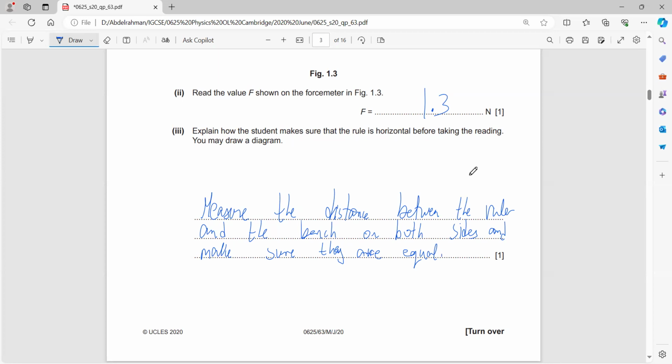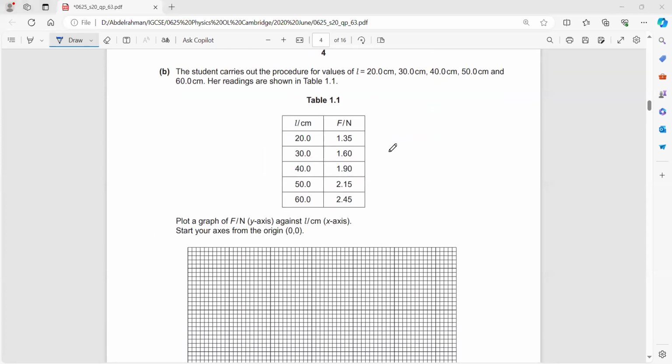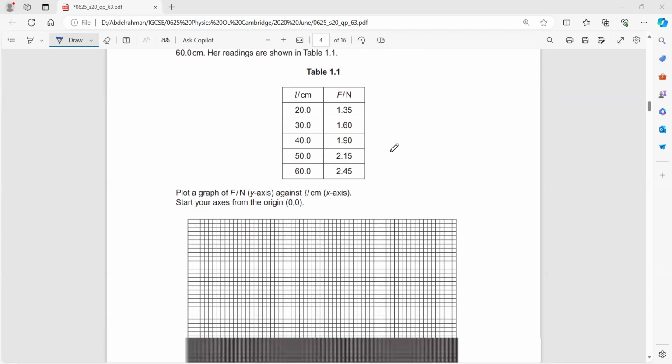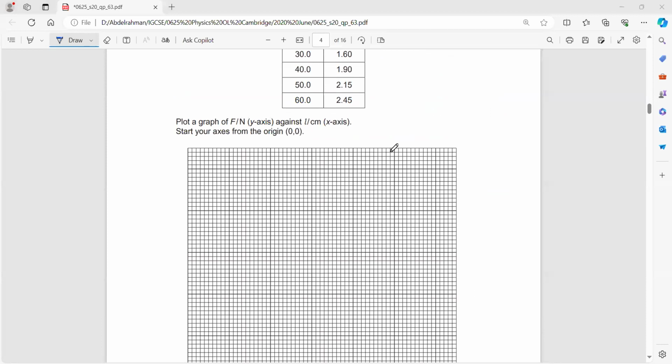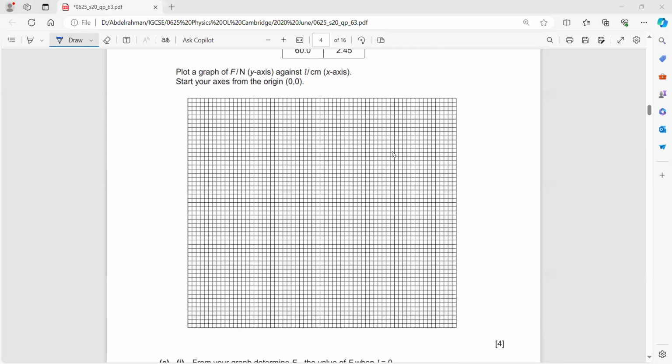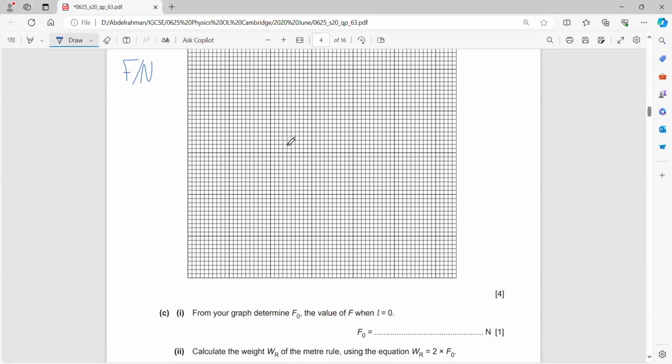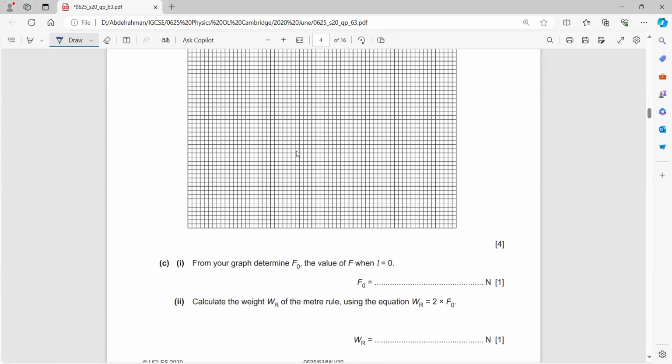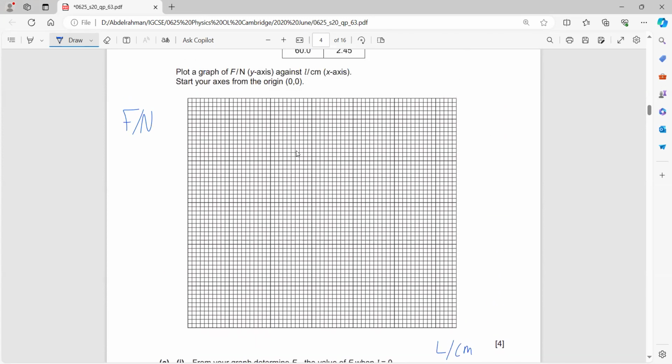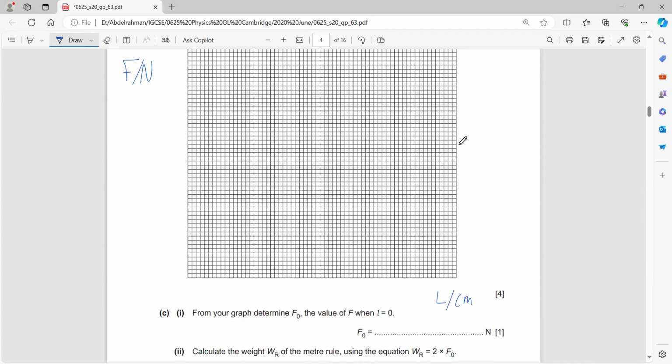Let's go. Next question. Of course, I have to draw a graph. I have to plot the graph. Plot F/N on the y-axis. First mark F/N and L/centimeters on the x-axis. Okay. Start your axes from the origin. So I have to start from the origin. You must start from the origin.